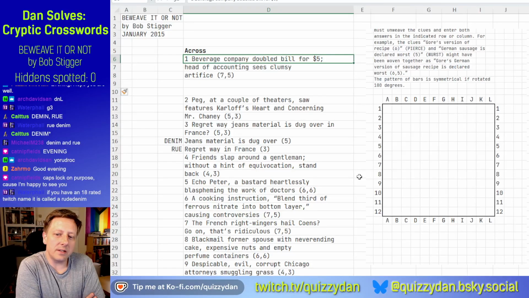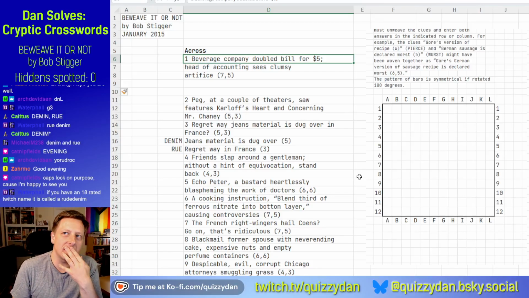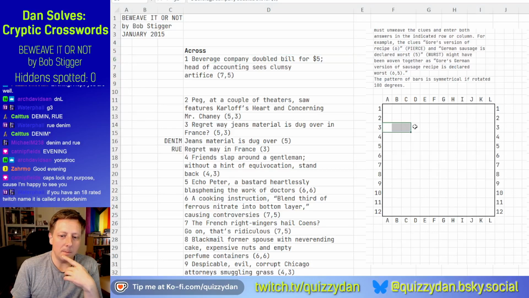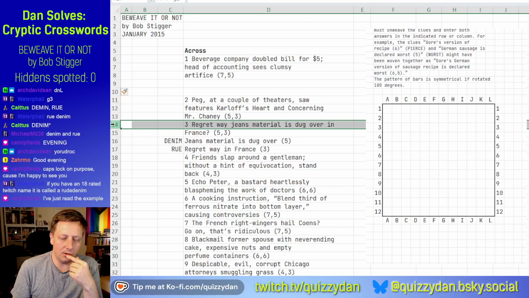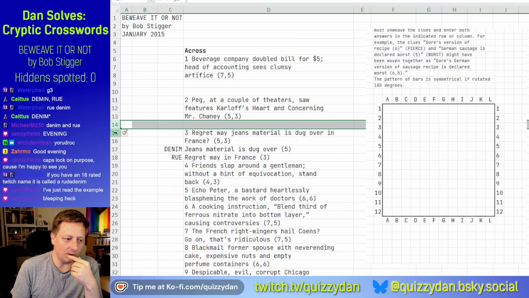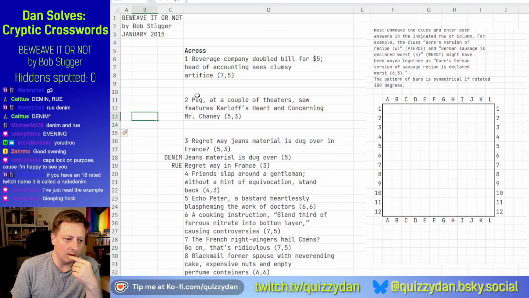The fact that the pattern of bars is symmetrical is going to be very useful because it means it's going to be slightly less useful than I thought. But if we get a full grid spanner, we know at least that we get a full grid spanner on the other side. Okay, so that one not so useful.